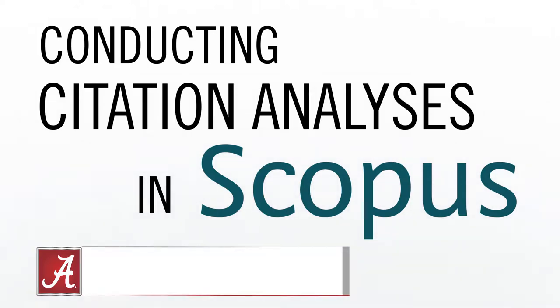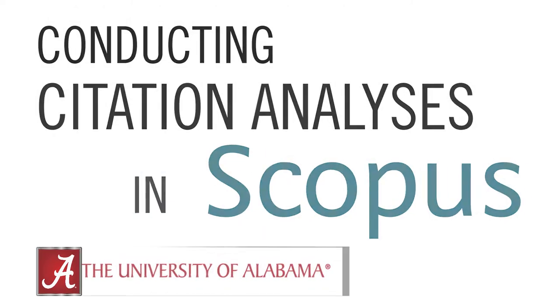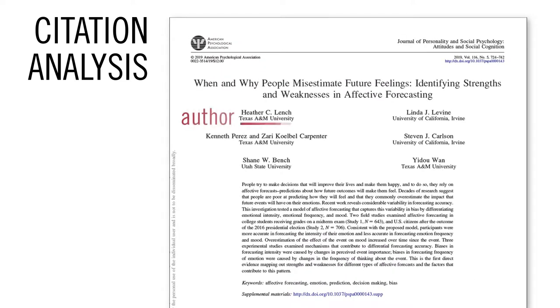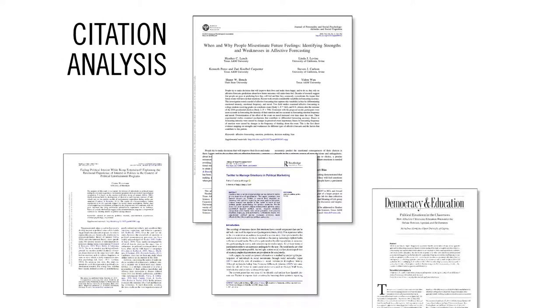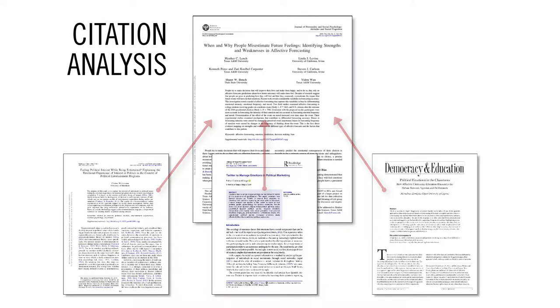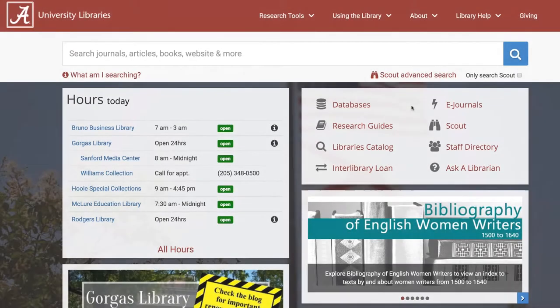This video will introduce you to conducting a citation analysis in Scopus. A citation analysis is a way of measuring the impact of an author or an article by counting the number of times that author or article has been cited by other works. This video will walk you through how to conduct a citation analysis for an author and also for a specific article. To access Scopus, select the Databases link from the library's homepage.